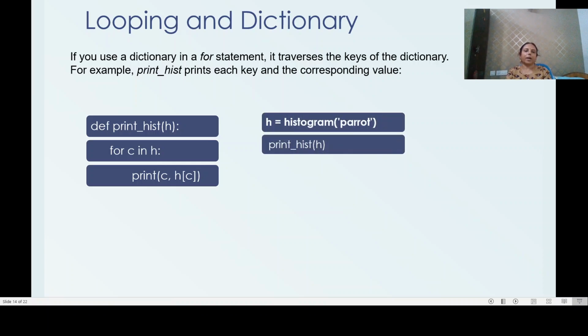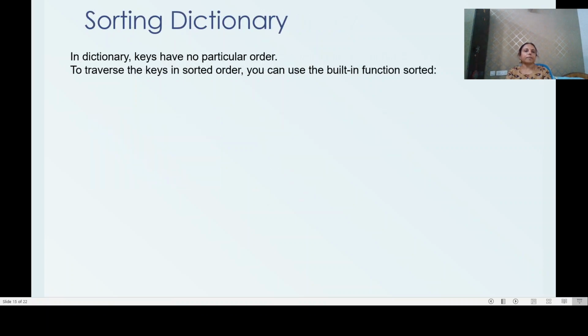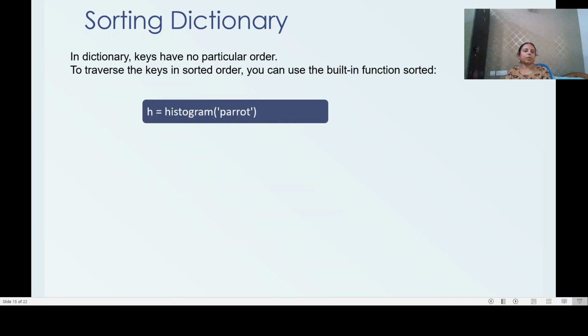So if I call this function, then I will be getting the output as A1, B1, R2, D1 and O1 like this. Now, we can also sort the items in the dictionary, but there is no particular order. You can also use the built-in function sorted for this. So we'll use that function.